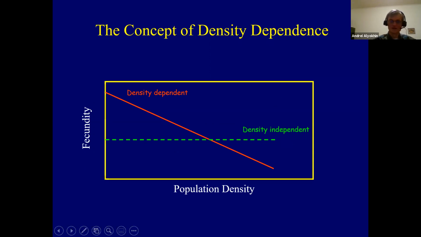Oh, sorry, I'm not looking at the right thing. Part of density dependence also may be increase in mortality or decrease in fecundity or both. Okay.